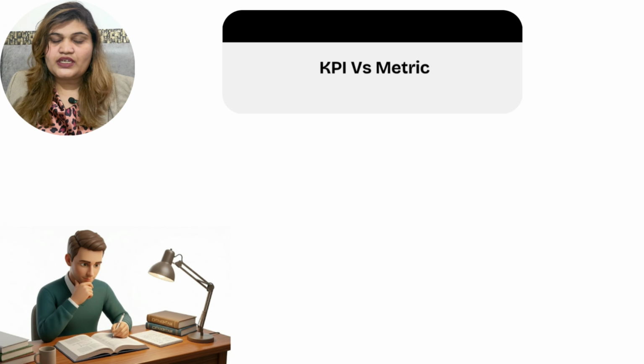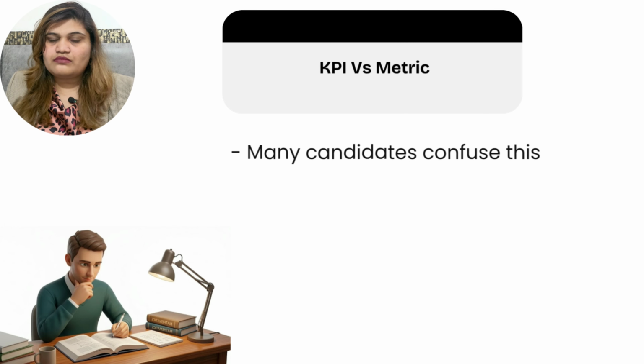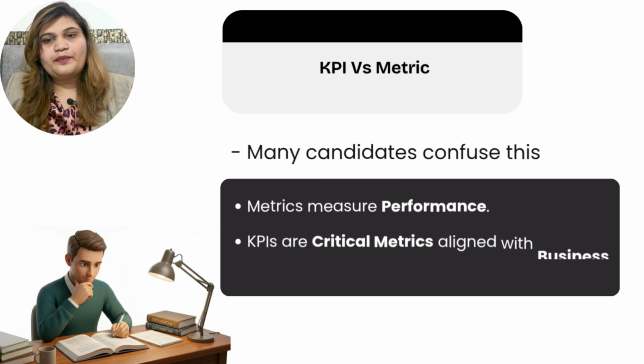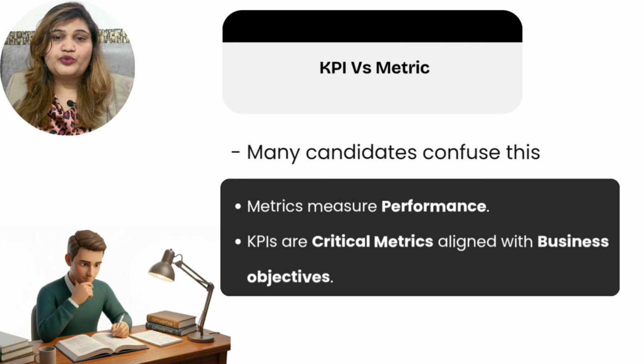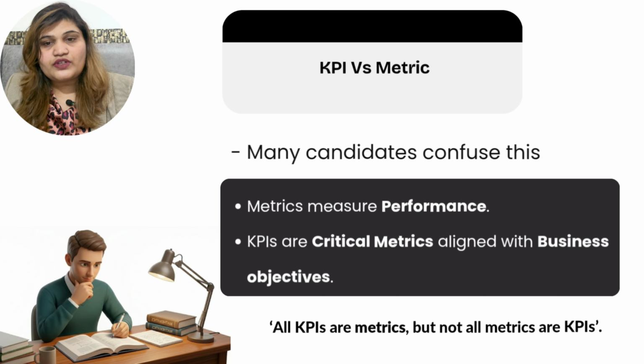KPI versus metric. Many candidates confuse this. Right answer. Metrics measures performance. KPIs are critical metrics aligned with business objectives. Here's a pro tip. All KPIs are metrics, but not all metrics are KPIs.